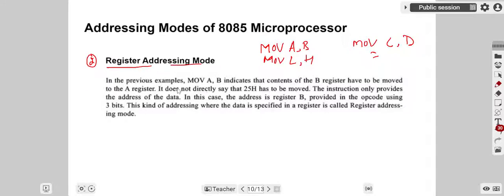So as in the previous example, MOV A comma B indicates that the contents of B register have to be moved to the register A. It does not directly say that 25H has to be moved. The instruction only provides the address of the data. In this case, the address is the register B, provided in the opcode using 3 bits. This kind of addressing where data is specified in the register is called register addressing mode.